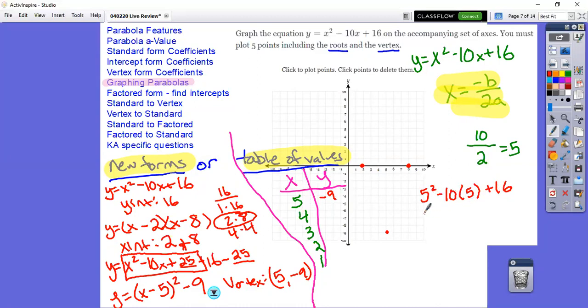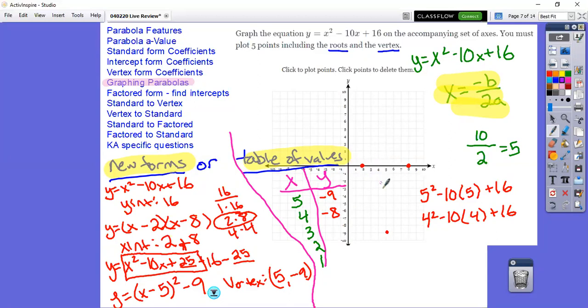You would do the same thing with 4. So you put the 4 in for the x position, which is going to look like this: 4 squared minus 10 times 4 plus 16, okay? And that's going to come out to negative 8. So that actually gives me another point. Okay, so (4, negative 8) is a point.